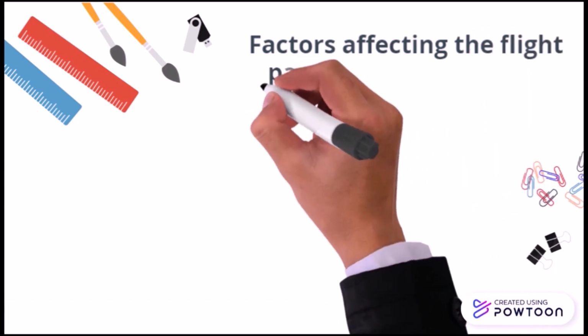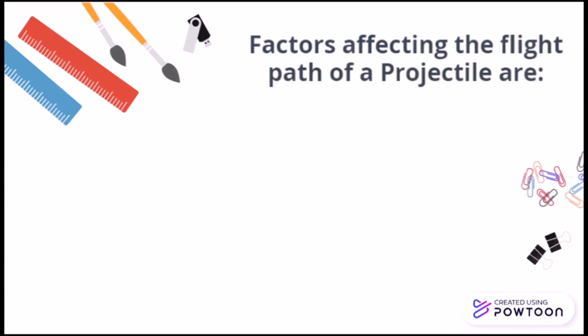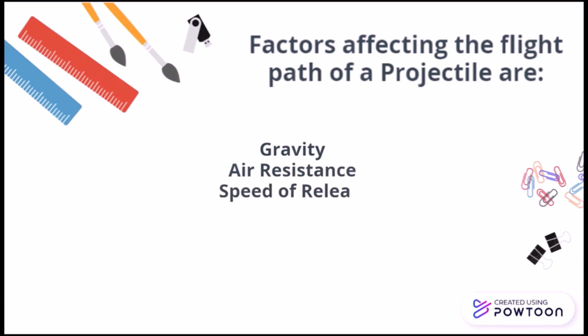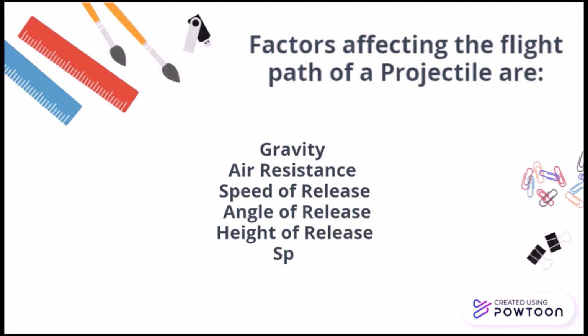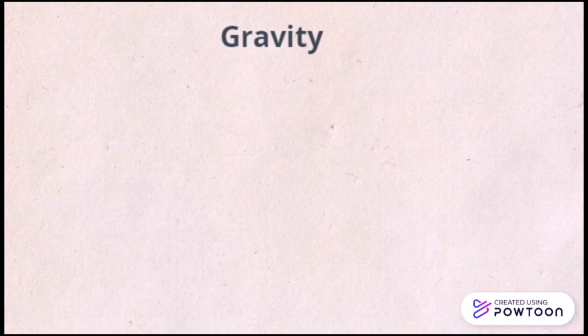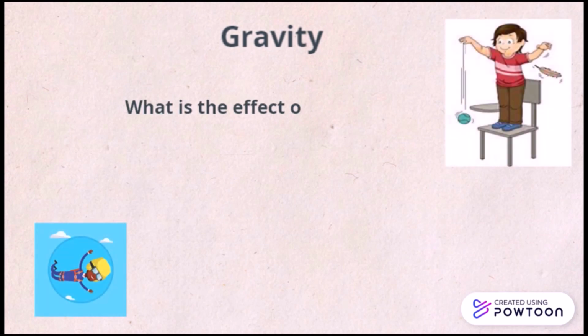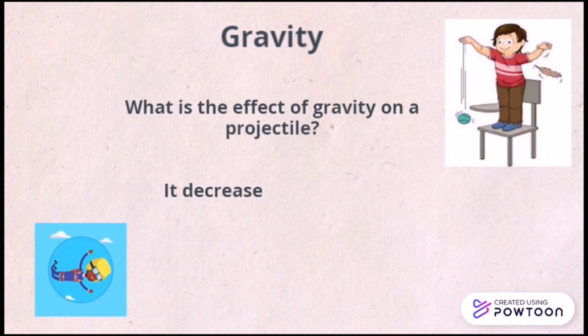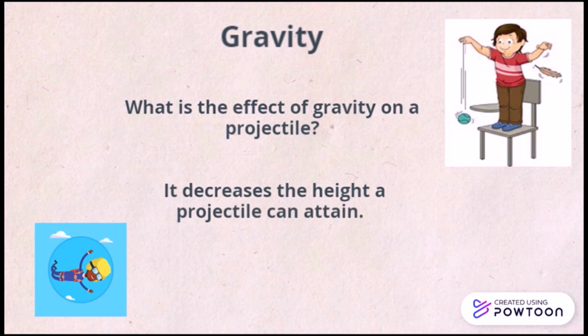Factors affecting the flight path of a projectile are gravity, air resistance, speed of release, angle of release, and height of release. Gravity. What is the effect of gravity on a projectile? It decreases the height a projectile can attain.